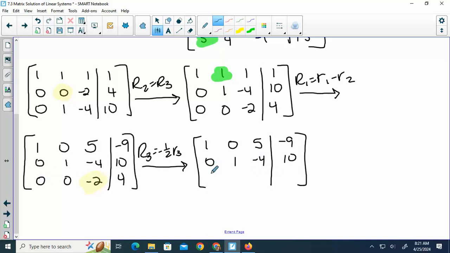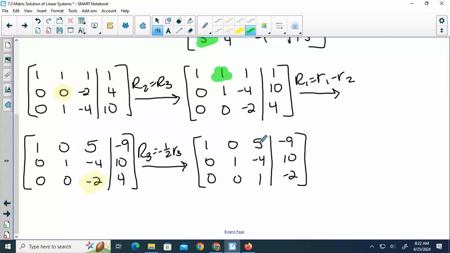So 0 times -1/2 is 0. -2 times -1/2 is 1. 4 times -1/2 is -2. Last step, what do we need?